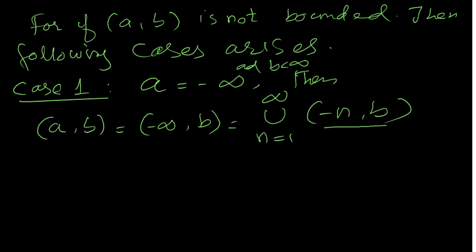If it is true for bounded open intervals, then it's true for any open interval, whether it is bounded or unbounded. So it is sufficient to check that every open interval can be written as a countable union of bounded open intervals, and that union is also an increasing union.